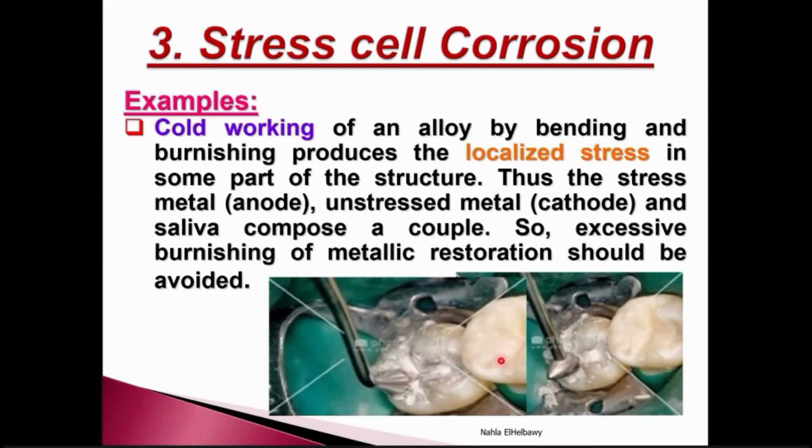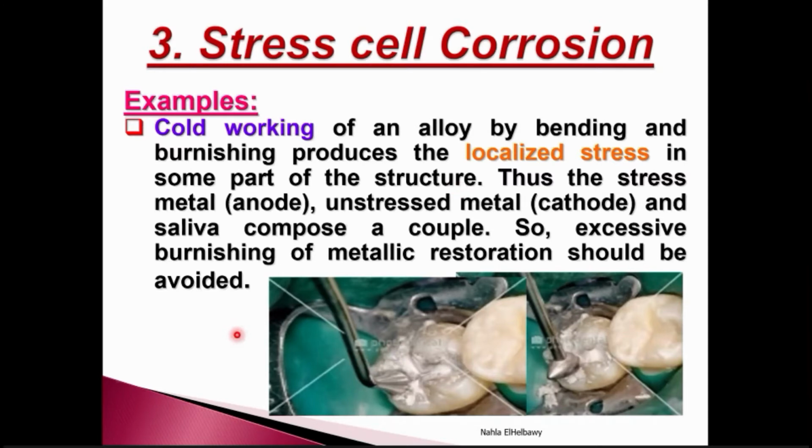This is burnishing, which we do for amalgam restoration. And wire bending, you can understand, if we bend a wire, it makes an angle. But this is burnishing, another example. So we should avoid excessive amounts of this, because the stresses we create in the metal structure will result in more corrosion.